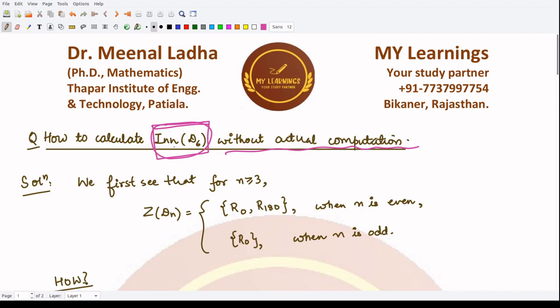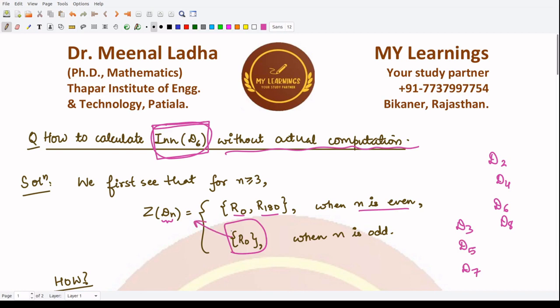Before moving forward to this inner automorphism group of D6, let's see a general result for Dn. For that we'll be requiring the center. So let's see what is the center of the general dihedral group Dn. When n is even, that means for D2, D4, D6, D8 and so on, we have R0 and R180 as two elements present in the center, and whenever n is odd, in that case only the identity element is present in the center.